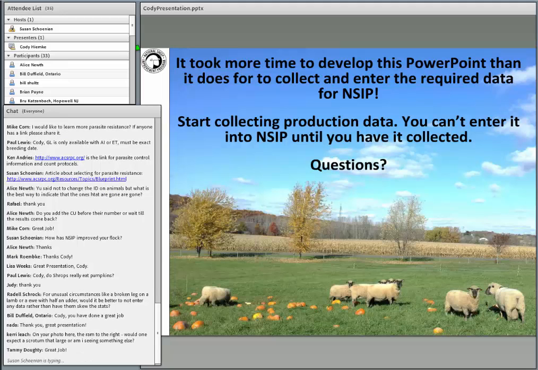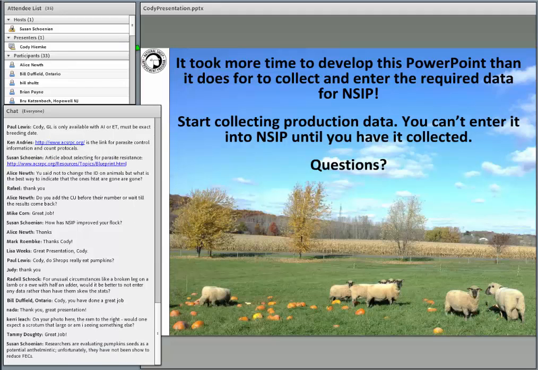Or would it be better not to enter the data? Riddell, absolutely. It's better if you have a broken leg. You enter the lamb as being born, but you don't enter any weaning information on them. Or if the lamb breaks its leg after weaning, then you don't enter any post-weaning information on them.